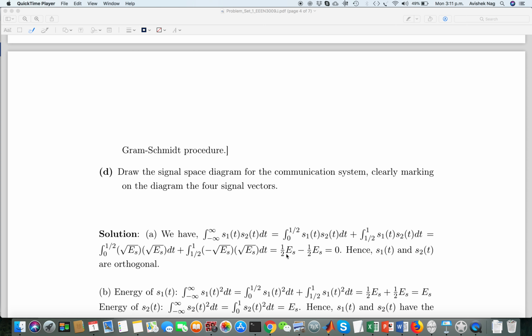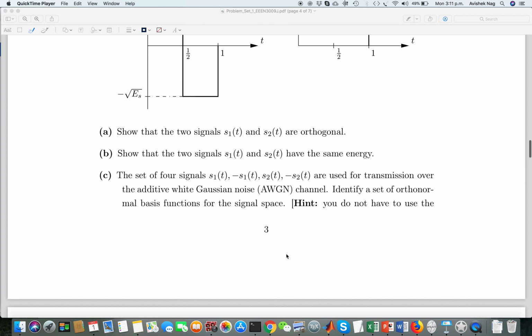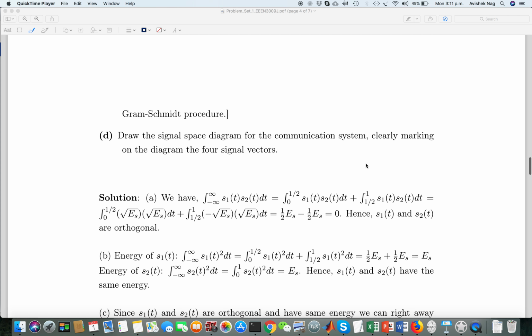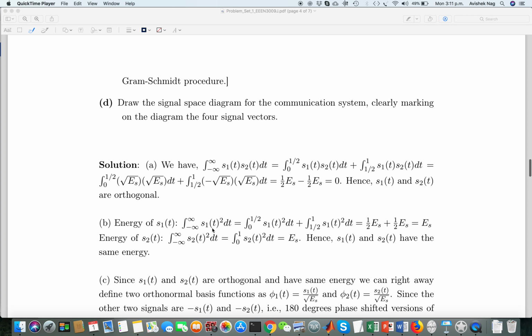Then you had to show that the two signals have the same energy. Again, that is straightforward. You have to perform these integrals, S1 square t dt, and find the integral to be Es, and then again for S2t you do the same thing and you get the same value. Therefore S1 and S2 have the same energy.